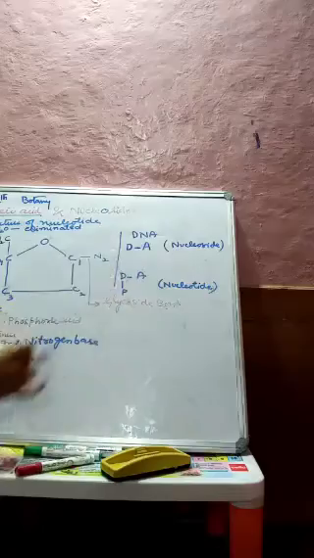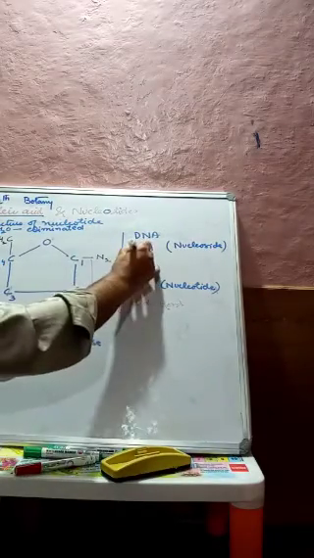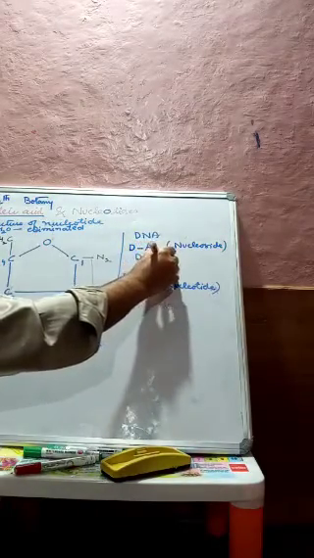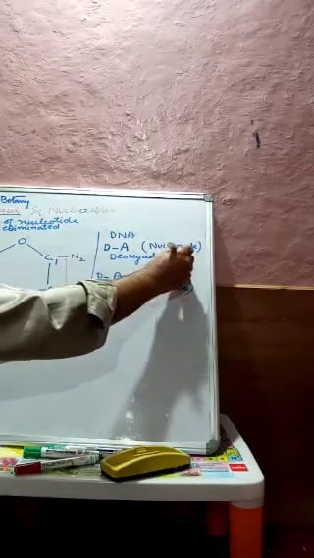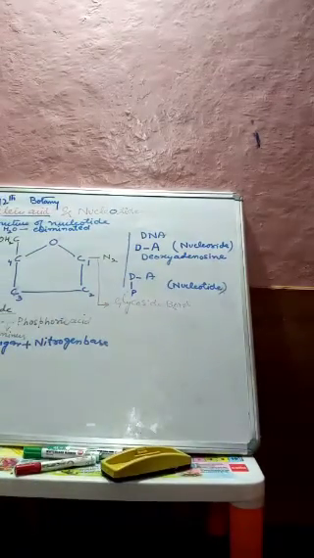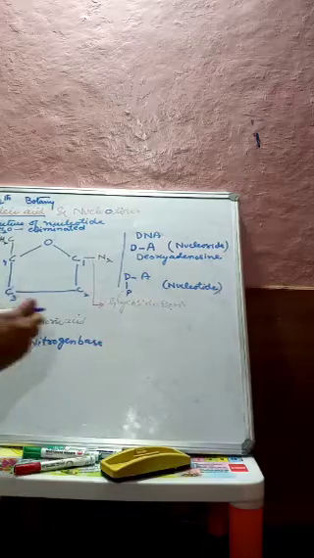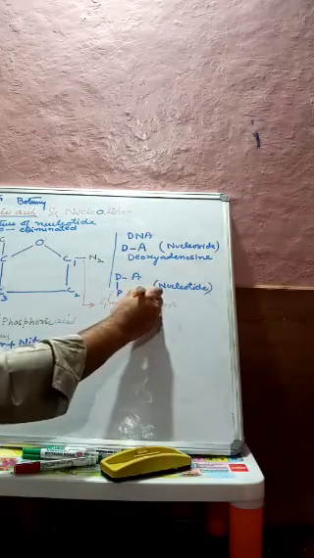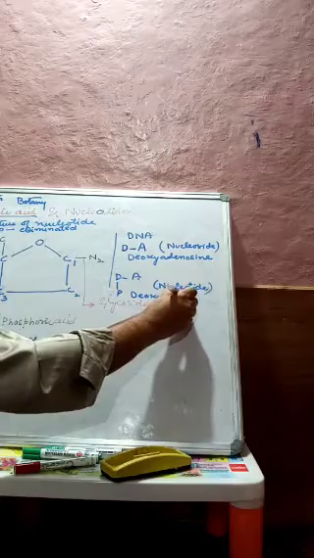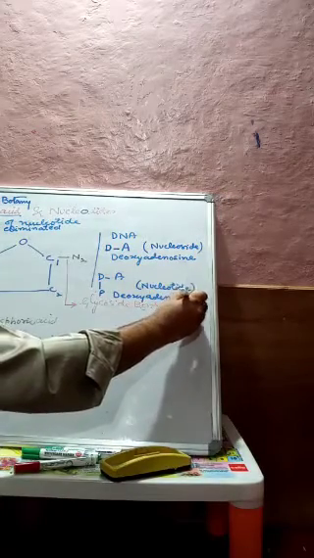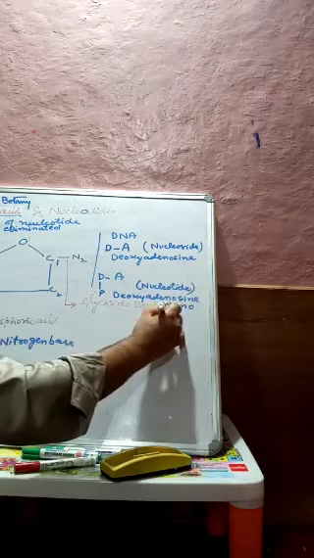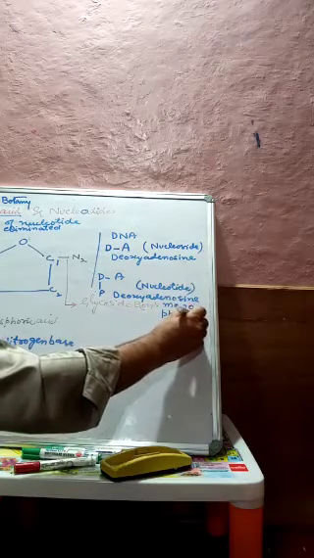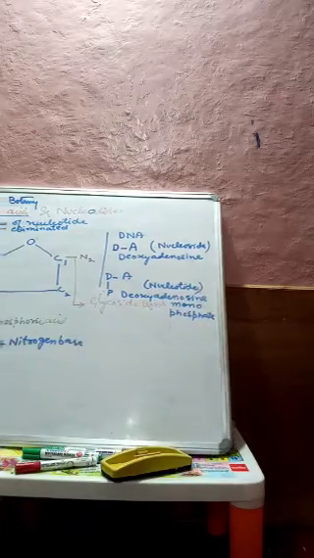Now what is this known as? This is called deoxyadenosine. Now what is this called? Deoxyadenosine monophosphate. So by naming we have to be very much careful.